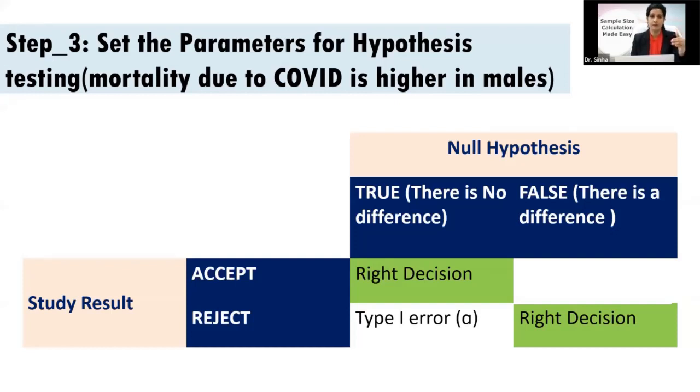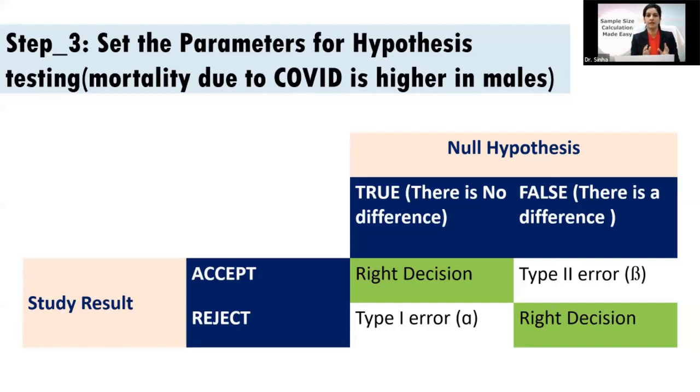Or the other possibility is that the null hypothesis was false, but we have accepted it. So that is the type 2 error, or beta error. So this is the concept of type 1 and type 2 error, and that's why we fix these errors while calculating the sample size.